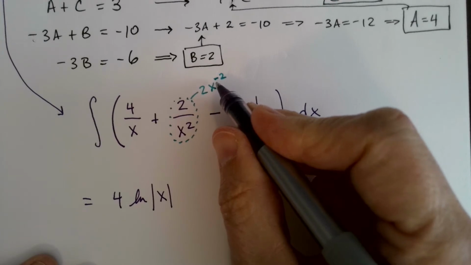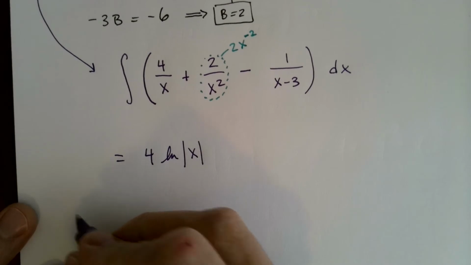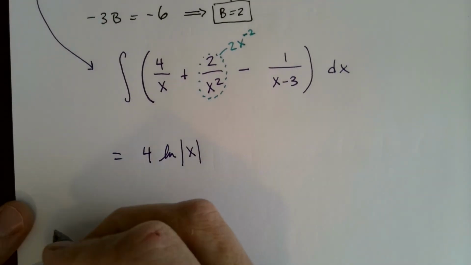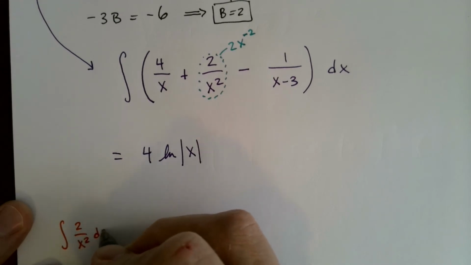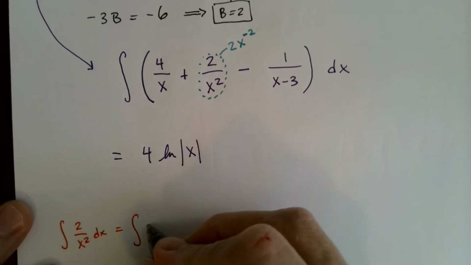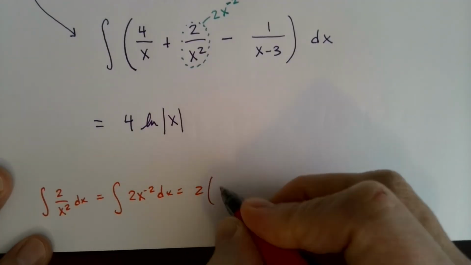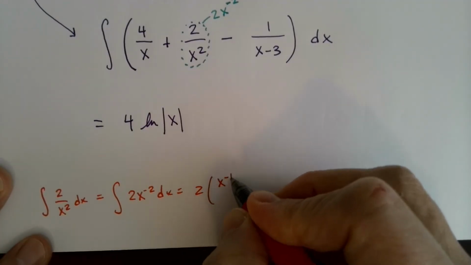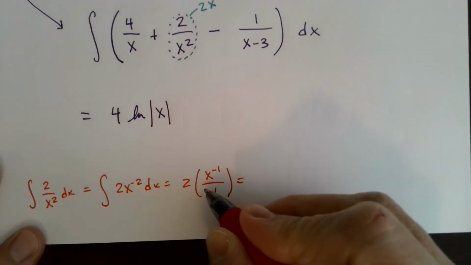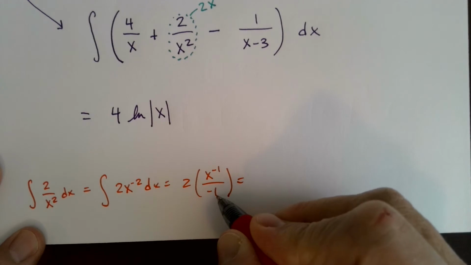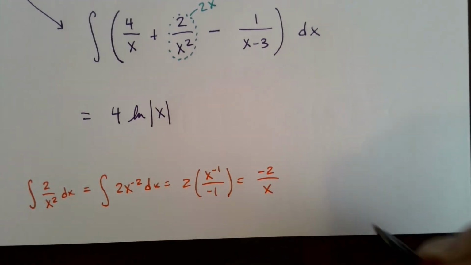I get negative 1 divided by negative 1. So just as a recall, the antiderivative of 2 over x squared by itself is the antiderivative of 2x to the negative 2. What? I add 1 to negative 2, I get negative 1 divided by negative 1, right? Which is 2 divided by negative 1 is negative 2, and x to the negative 1 is 1 over x, so it's negative 2 over x.